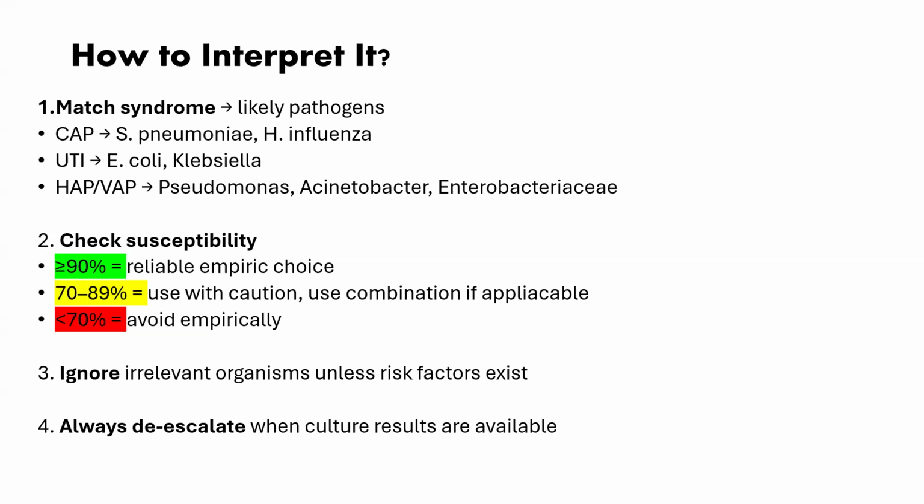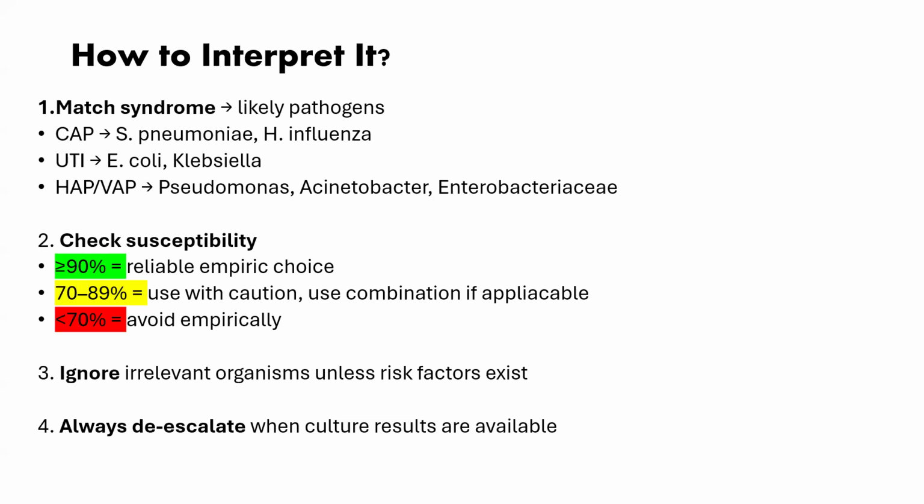Again, for UTI, it's mainly caused by E. coli and Klebsiella. So you go to the antibiogram and search for E. coli and Klebsiella, and see which of the antibiotics tested are most likely to be sensitive to those bacteria. Also for HAP and VAP, and so on. For each syndrome, you will see the most likely pathogens according to the international guidelines.